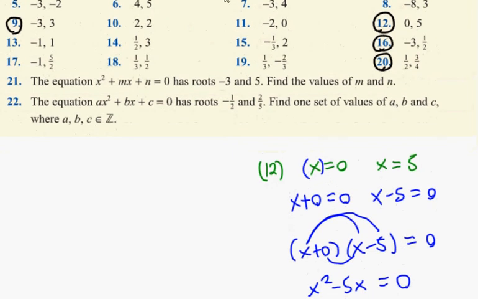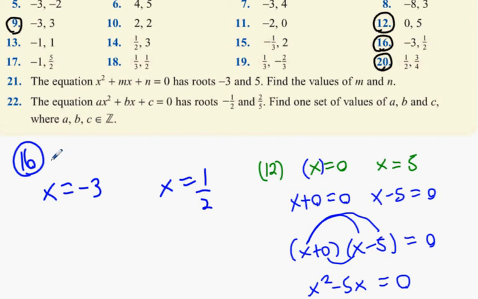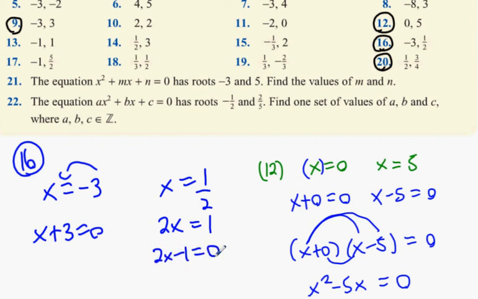16, alright. Getting fractions in here now, so this is where you gotta pay attention to the fractions, okay? So what we have here is x equals minus 3, x equals a half. So what happens when you move the minus 3 over to your side? X plus 3 equals 0. What about this one here? 2x equals 1, followed by 2x minus 1 equals 0. And then what happens then?